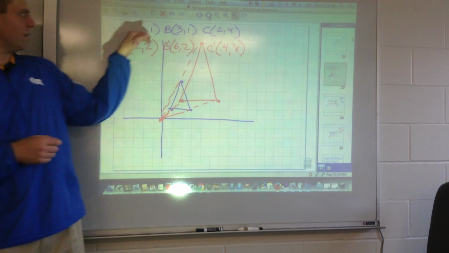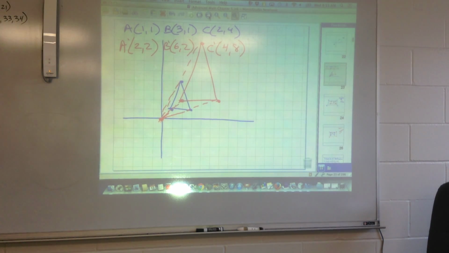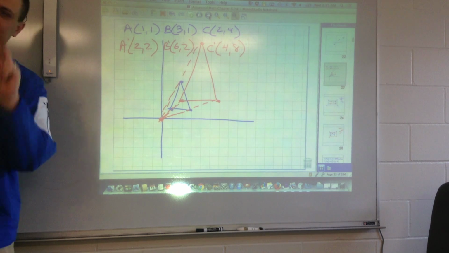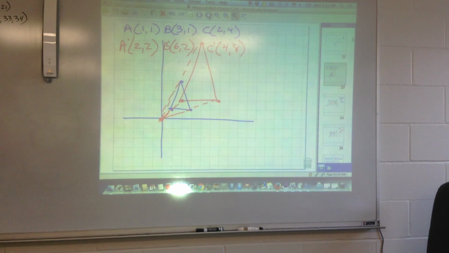The little blue triangle here was my pre-image. And what I did was I dilated it with a scale factor of 2, or a factor of 2. What is a scale factor of 2 going to do to that little blue triangle, Kyle?